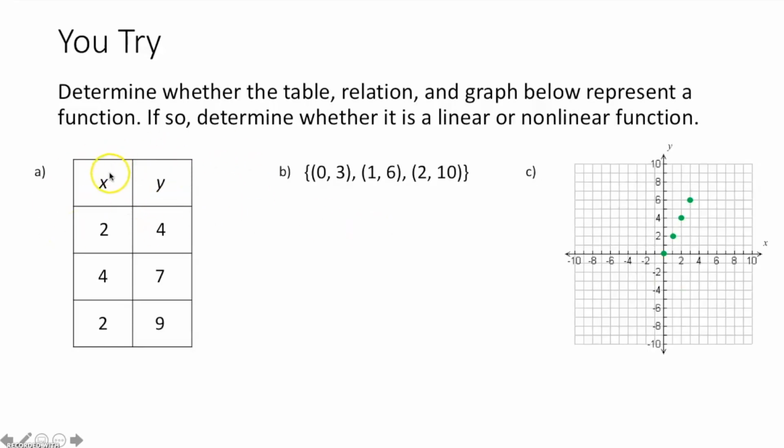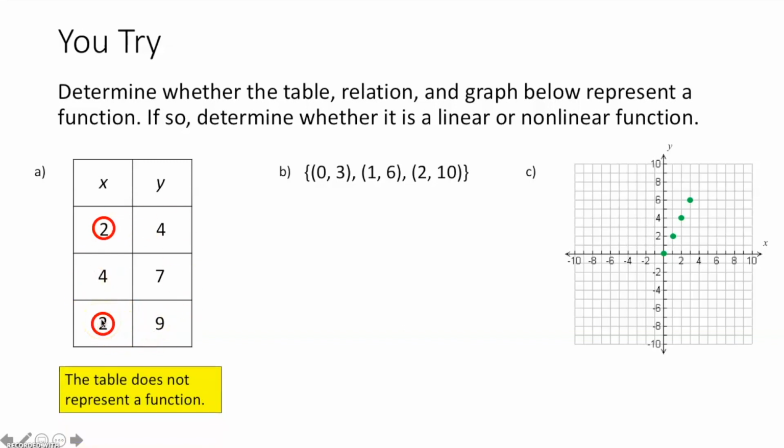Here we have our table, and in our table, we first determine, is it a function? Are there any x values that repeat? Yeah, 2 repeats. Because 2 repeats, this is not a function. So you just say, this table does not represent a function. Done.